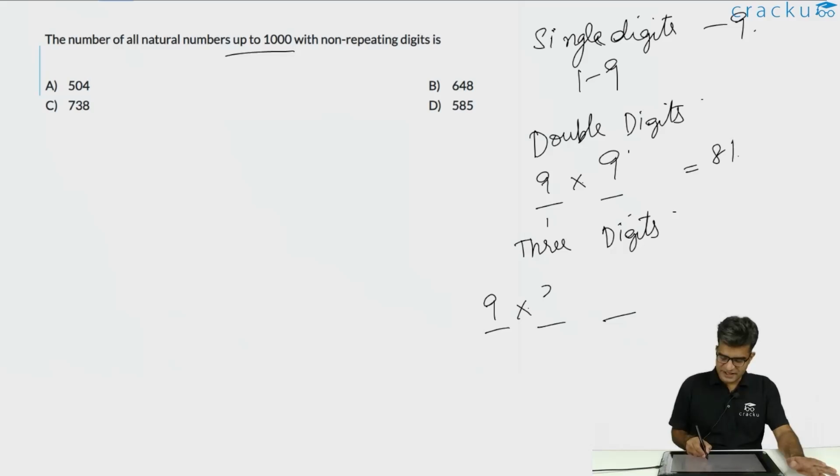So it can be selected in 9 ways. The third digit cannot be the first digit and the second digit, so it can be any one of the remaining 8 digits. This is 9 into 9 into 8, which is 648.